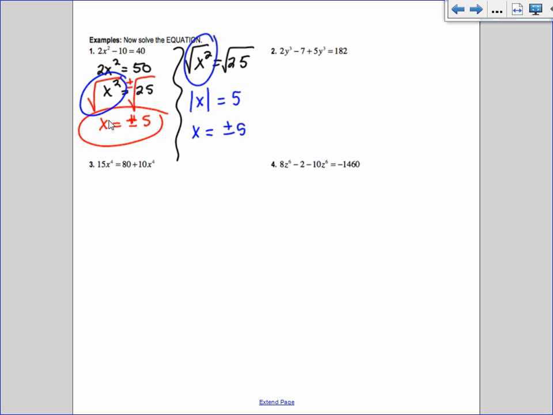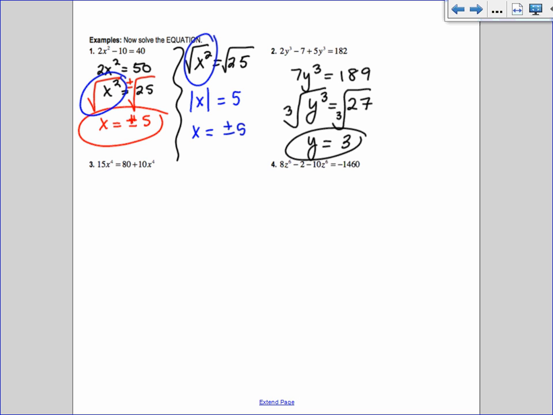So this next one, if I have 7y cubed, I'm going to add the 7 over. I'm going to get 189. I divide by 7, so I have y cubed equals 27. I now take the cube root of both sides. I get y is equal to the cube root of 27, which is 3. That is only 3. It's not plus or minus because it was an odd root, right? Okay, try 3 and 4. See what you get.